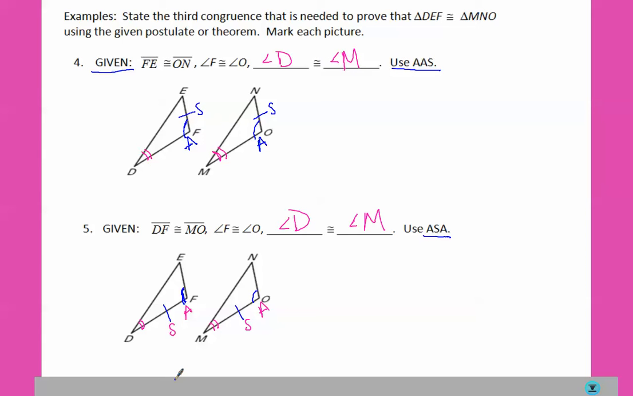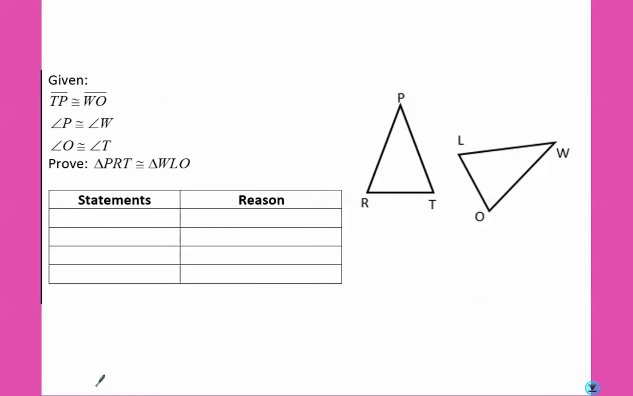So the whole reason we're going over these theorems is so that in the long run we can use them to prove that triangles are congruent. So here's our first proof. We have some information that we're given, and then our end goal is to prove that this is true. So I'm going to start by marking my picture for the given information.